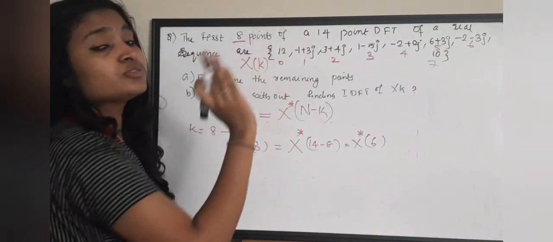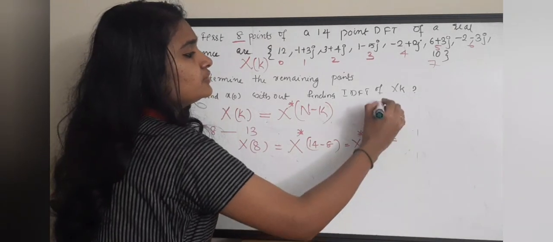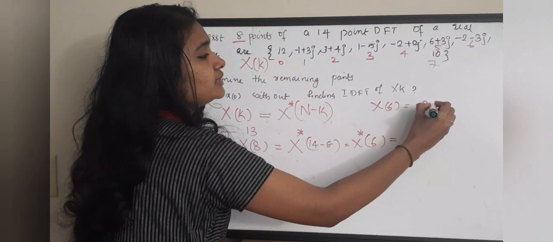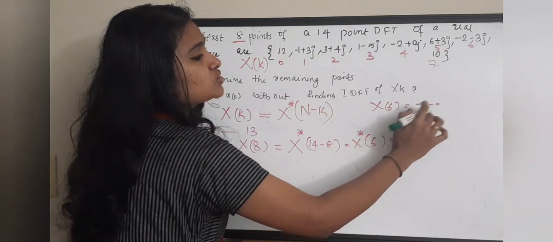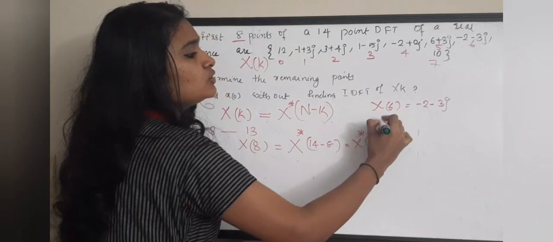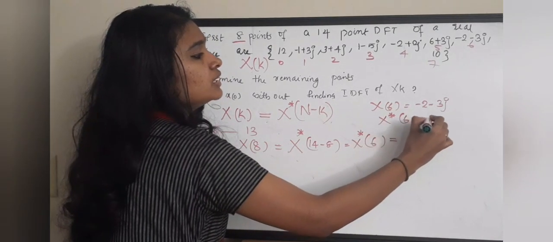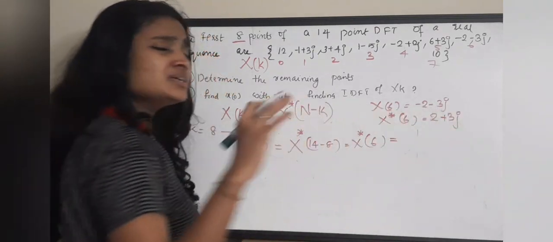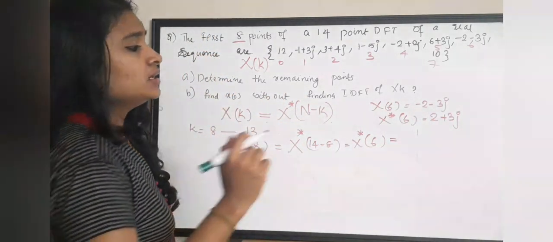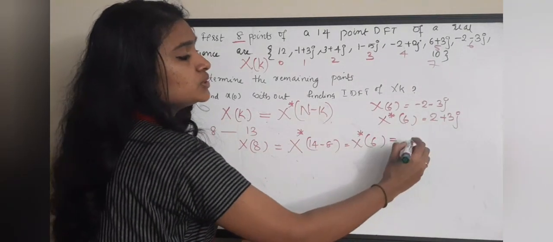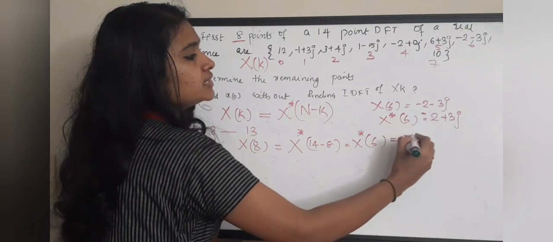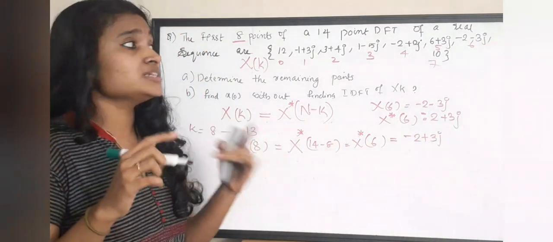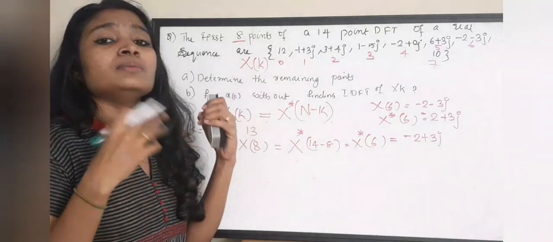It is the conjugate of that term. That is, if x of 6 is, I am writing it once just to make you identify, -2 minus 3j. Now the value of x star of 6 is equal to -2 plus 3j. That is the conjugate. Conjugate means changing the sign of your imaginary part. So it is equal to -2 plus 3j. Alright. So if you practice at least one question of this type, you can answer any question.